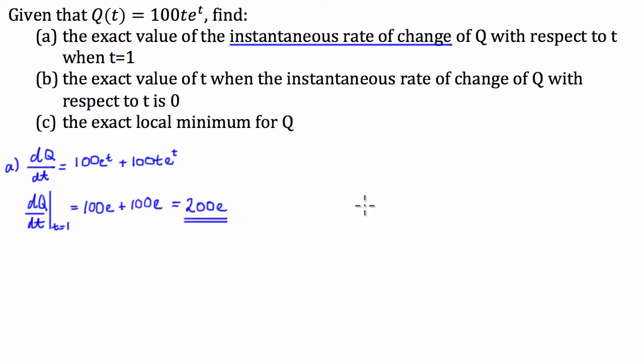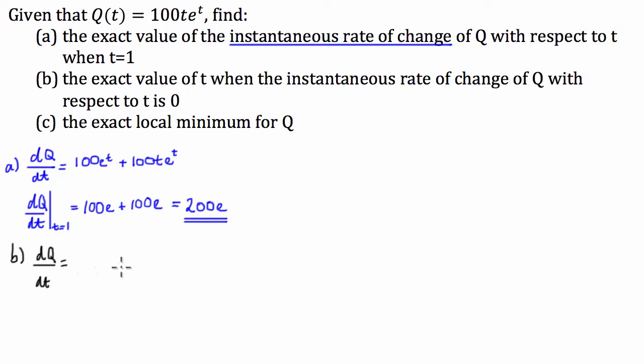Let's move on to part 2. Okay, so B. The exact value of t when the instantaneous rate of change of q with respect to t is 0. Okay, so we have this dq dt function. This one here's a little bit more tricky than the first one.